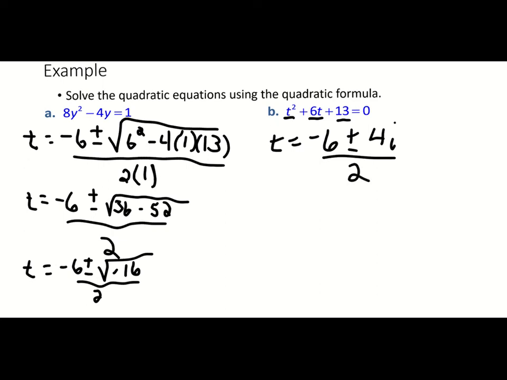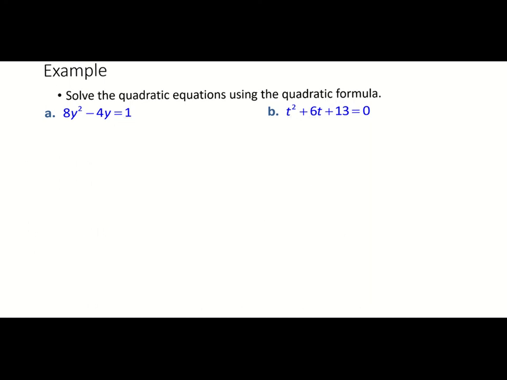And we do have to write it in complex form, so we're going to separate it. T is equal to negative 6 halves plus or minus 4i over 2. And then when I simplify that, negative 6 divided by 2 is negative 3, plus or minus 2 divided into 4 is 2. So t is equal to negative 3 plus or minus 2i, and that would be our final solution for that one using the quadratic formula.